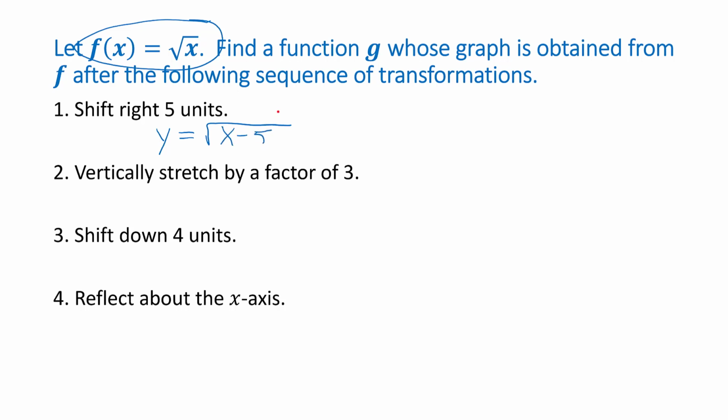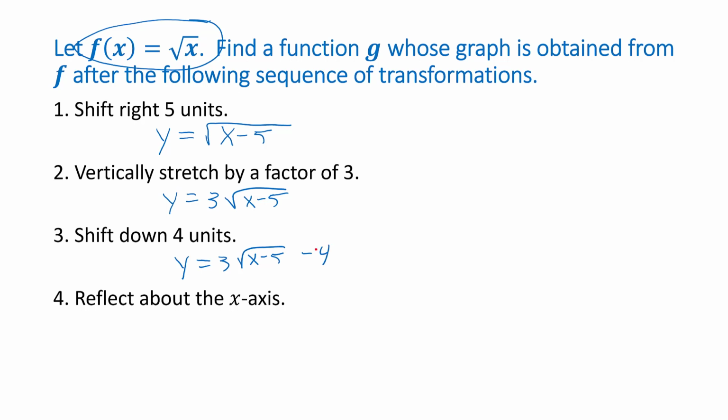So from step 1, we're going to use a result to move on to step 2. Then vertically stretching by a factor of 3 means we want to take 3 times the square root of x minus 5. Okay, so in step 2, we obtain y equals 3 times the square root of x minus 5. In step 3, we shift the graph of this function down by 4 units, which means we're going to have y equals 3 square root of x minus 5 and then minus 4.